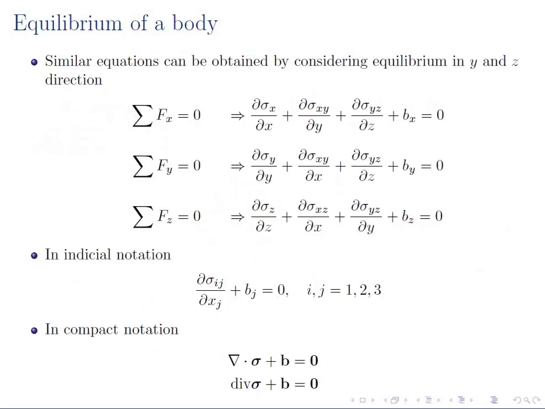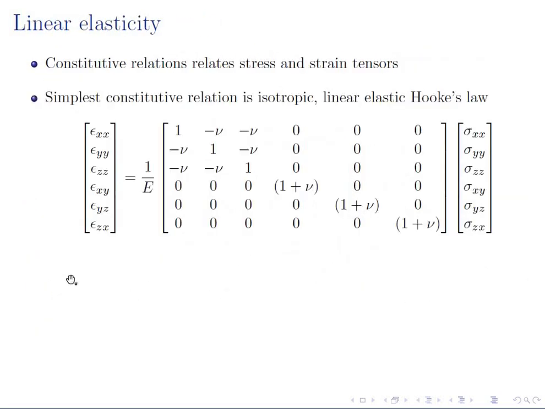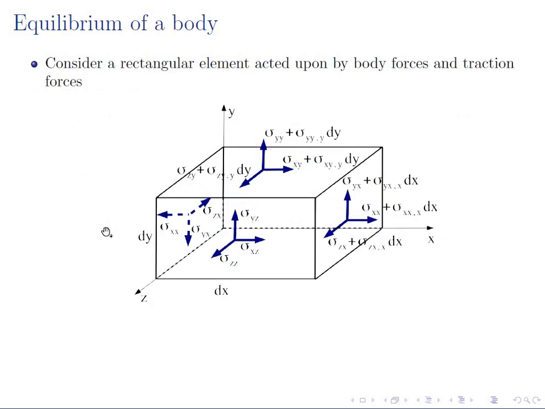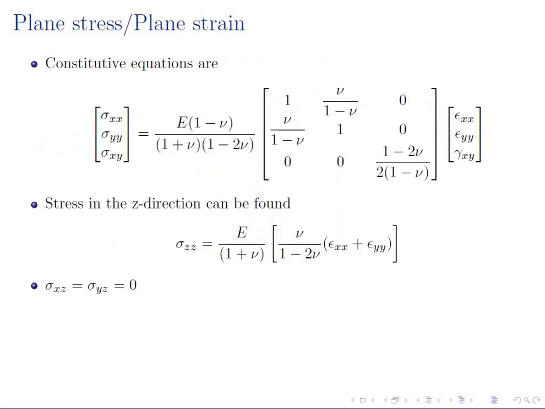The constitutive relations I can derive by simply putting epsilon zz, this component and this component, equal to 0, and I can develop a constitutive relationship which for the plane strain problem looks like this. So this is the stiffness matrix for the plane strain problem. Stresses in the z direction are equal to this particular equation.